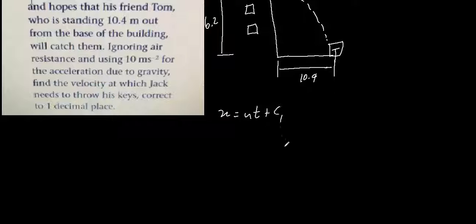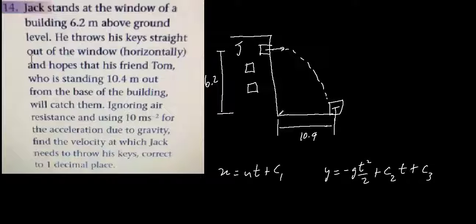ut plus c1. And I'd have y is equal to minus gt squared on 2 plus c2t plus c3. Remember, c1, c2, c3 are also placeholders. Okay. Now, c1 represents my initial horizontal displacement. How far from the origin, usually the origin is the base of the building, how far from the origin horizontally do I start off? The keys, in this case, start off exactly on top of my origin. That's where I place it. So then there is no horizontal displacement yet when time is equal to 0.